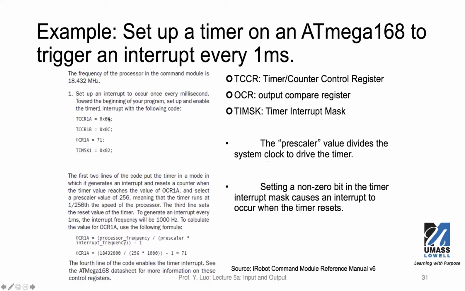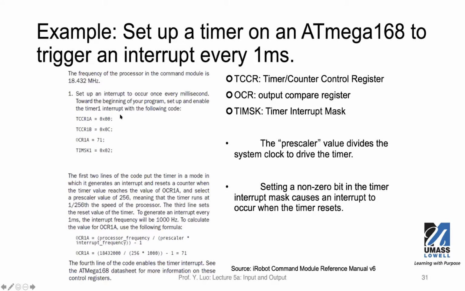On the left side, you will see some descriptions for this process. We assume the processor runs at 18.432 megahertz, and we will use the timer unit. What we want to do first is to set up an interrupt that will occur every millisecond. To do that, we will generate a timer interrupt at every millisecond. Once everything is set up, then our ISR can be executed. But let's see how we can make that happen by leveraging the timer unit in this microcontroller.